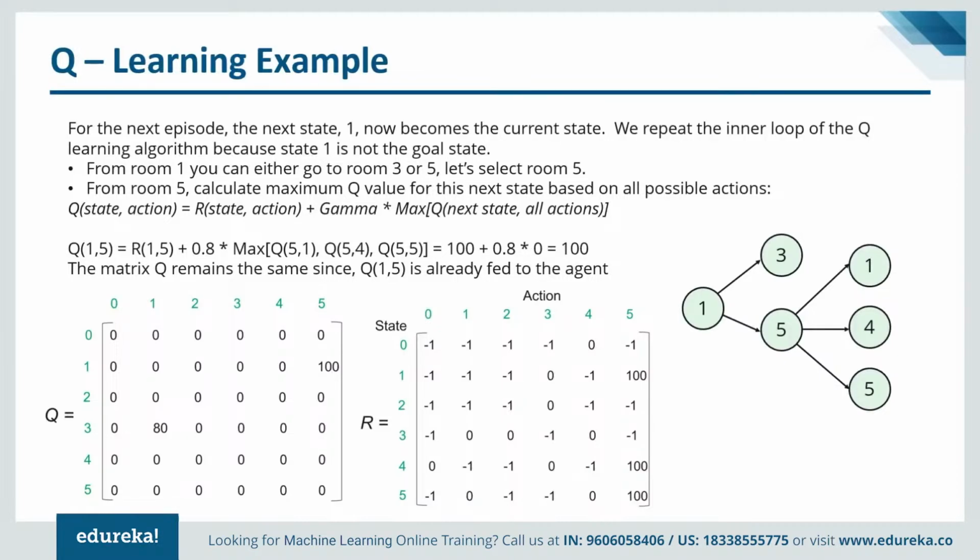Now again, we're in room number 1 and we want to go to room number 5. So that's exactly what I've written here, Q 1, 5. Next is the reward matrix. So reward of 1, 5, which is 100. Then we've added the gamma value, which is 0.8. And then we're going to find the maximum Q value from 5 to 1, 5 to 4 and 5 to 5. So this is what we're performing over here. So 5, 1, 5, 4 and 5, 5 are all 0. This is because we initially set all the values of the Q matrix as 0. So you get 100 over here. And the matrix remains the same because we already had calculated Q 1, 5. So the value of 1, 5 is already fed to the agent.